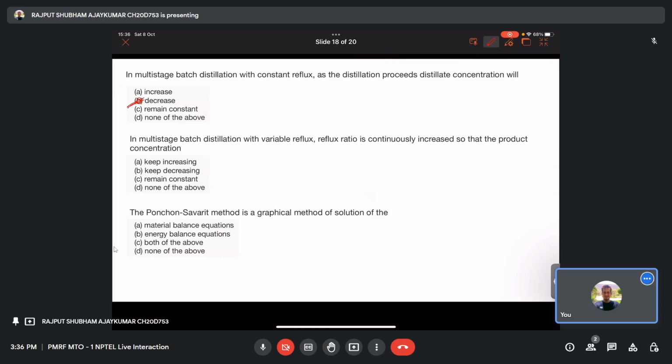That is not the case. You might think the concentration of the distillate will be constant, but that's not actually the case. It should decrease, and it will definitely decrease because of the various detrimental problems inside the column.